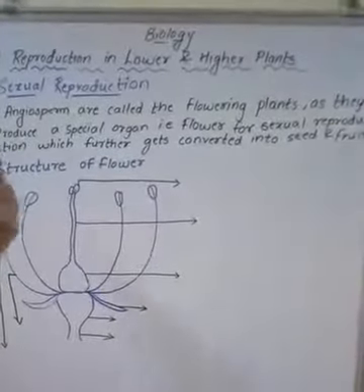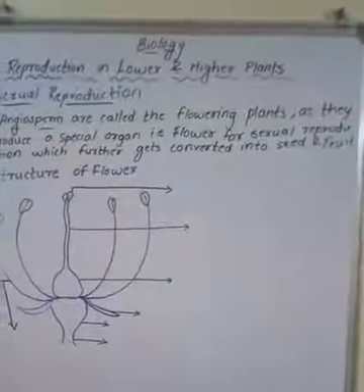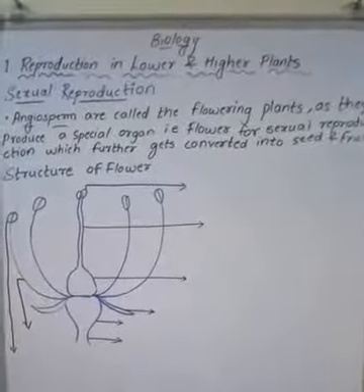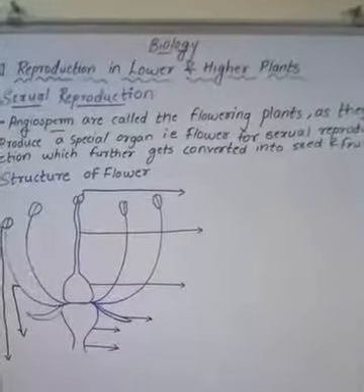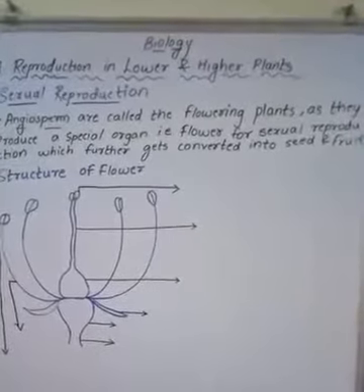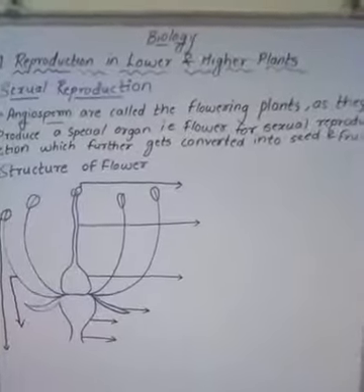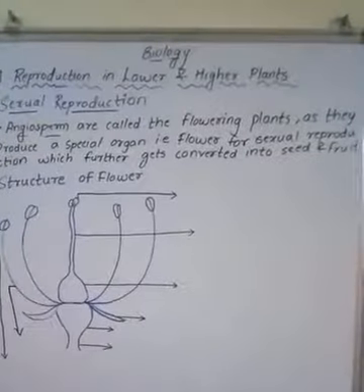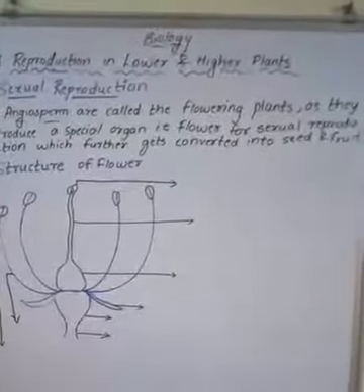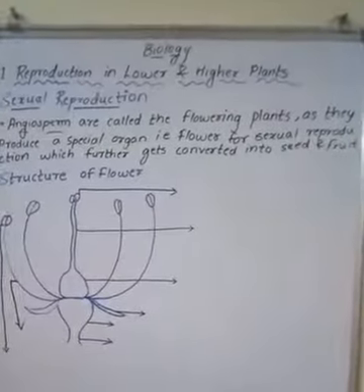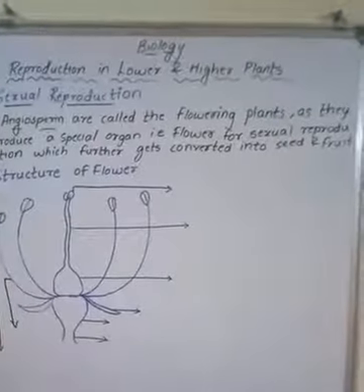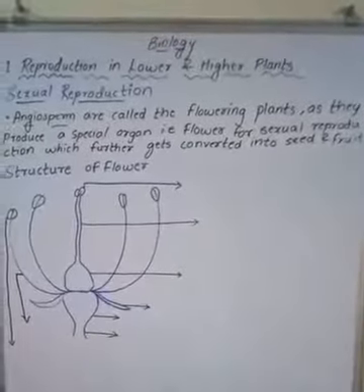So firstly, the angiosperms. The angiosperms are called the flowering plants that bear a very specialized organ called the flower. I think you all may have seen the flower, which has colorful petals. It is the major part of sexual reproduction, which later on gets converted into the seed and the fruits by various processes that we will be studying one by one in detail.